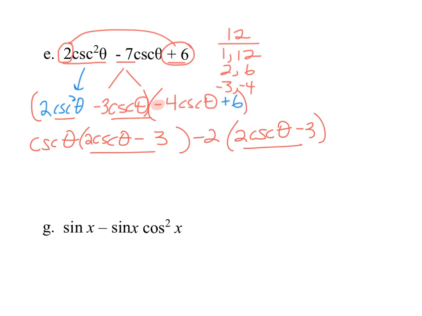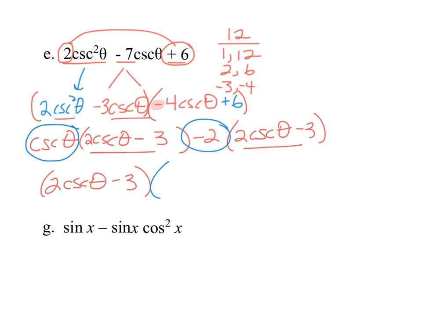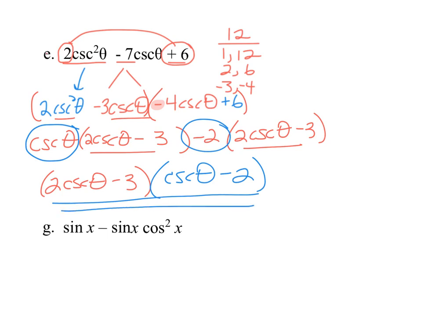So we're almost done, thank goodness. All right, one of our final answer factors is that parenthesis, 2 cosecant theta minus 3. The parts on the outside create that second parenthesis. Cosecant theta and negative 2 become cosecant theta minus 2. And that would be the factored form for that trig expression.